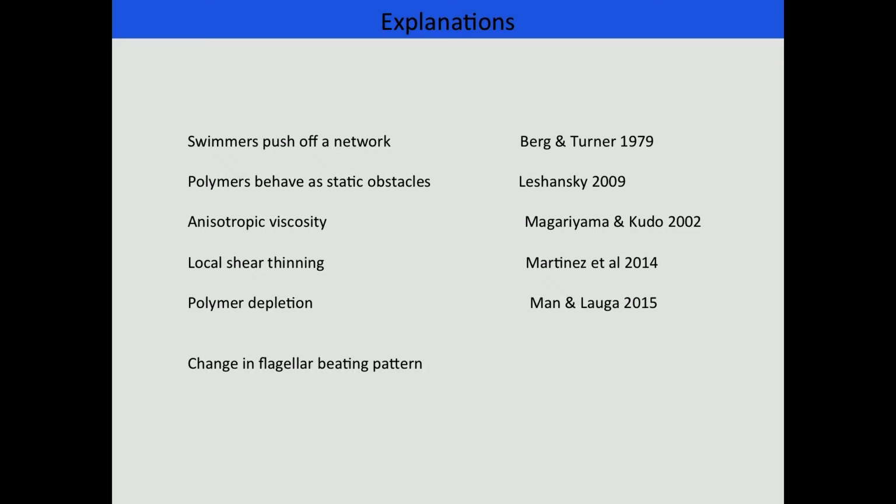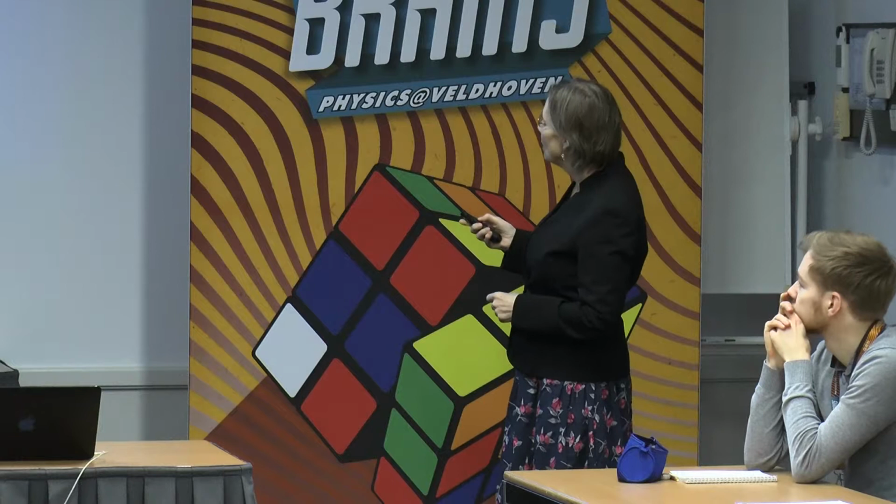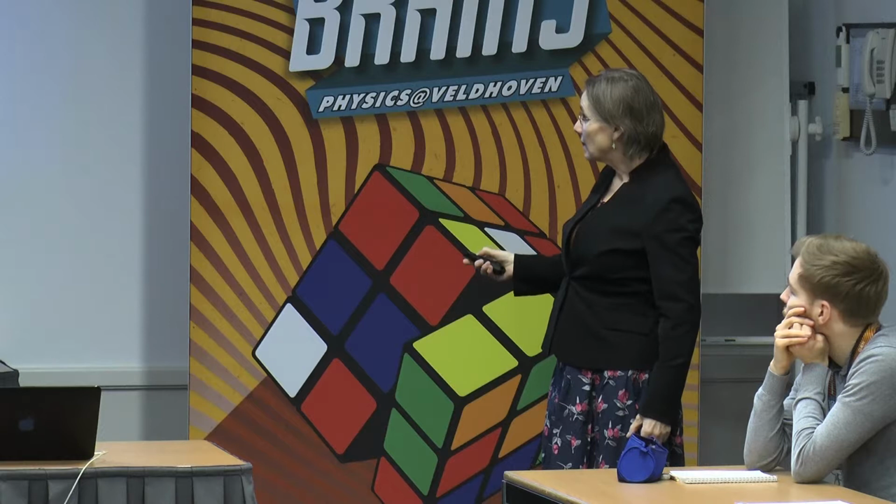Some of the early work said, right, I've got a network of polymers, so basically the swimmers use them to help push on. Essentially, the flow field is screened by the polymers, and so you use less energy creating flows a long way away, and so you've got more energy to keep going. We all know that if you put a swimmer in a tube, it will swim faster because it can push off the walls of the tube. You can either think of this as a network, or you could think of the polymers as essentially static obstacles. Those are about the same.